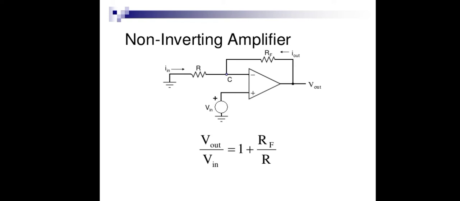Second is the non-inverting amplifier. Here the input voltage is applied at pin 3, and pin 2, the inverting terminal, is grounded through the resistor. The figure is the same, but the input Vin is applied at the non-inverting terminal. Then V out divided by V in is equal to 1 plus Rf upon Rin. This is the gain of the non-inverting amplifier.